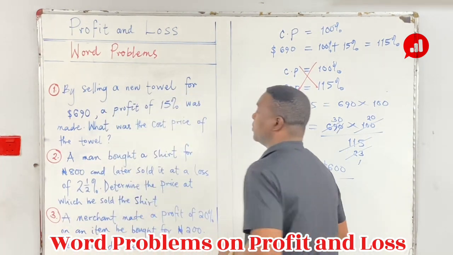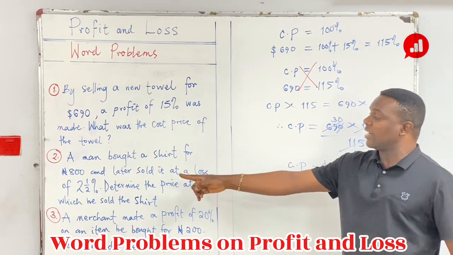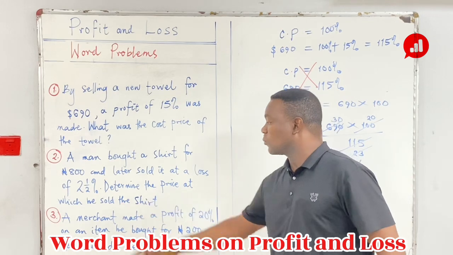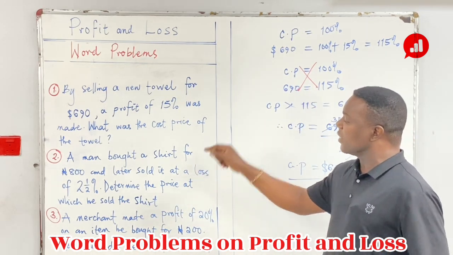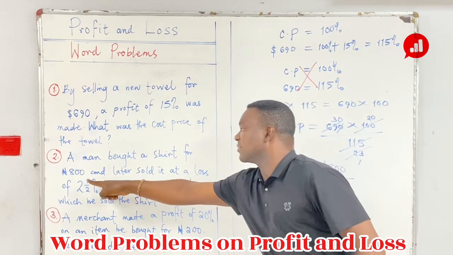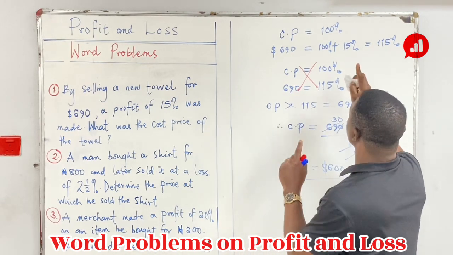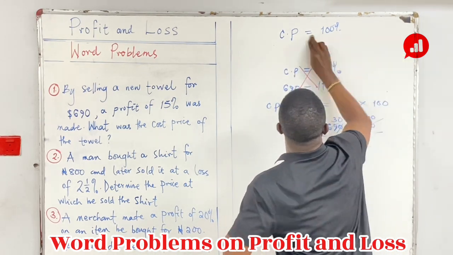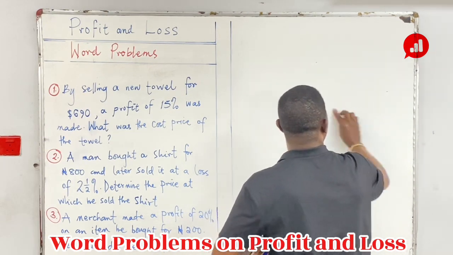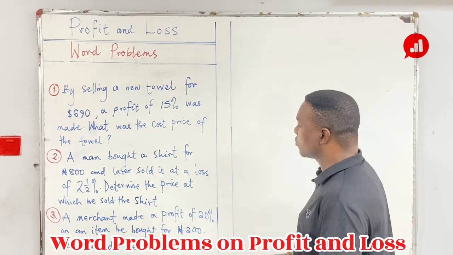Now, let's look at the second problem. A man bought a shirt for 800 naira and later sold it at a loss of 2.5%. Determine the price at which he sold the shirt. So in this case, we are looking for the selling price. We have the cost price, and a loss of 2.5% was made. So the same process, but we need to be careful. Now, I'm going to clean this while we solve the second problem. I hope you're following. If there's any problem, please put it in the chat box. I'm going to attend to it.